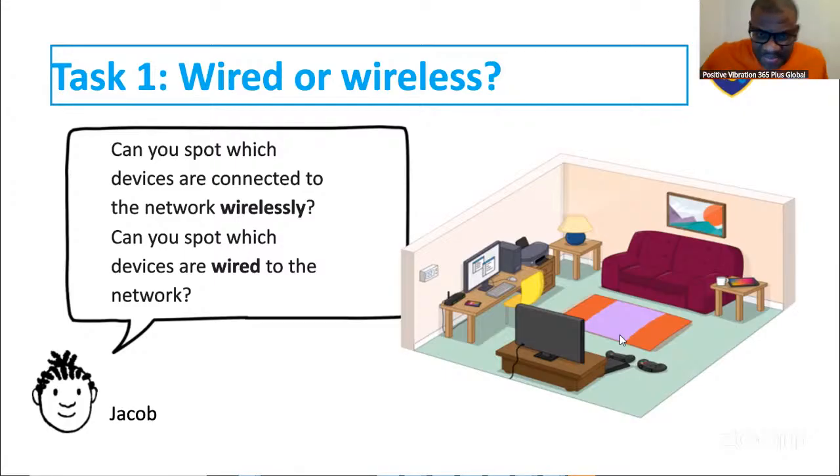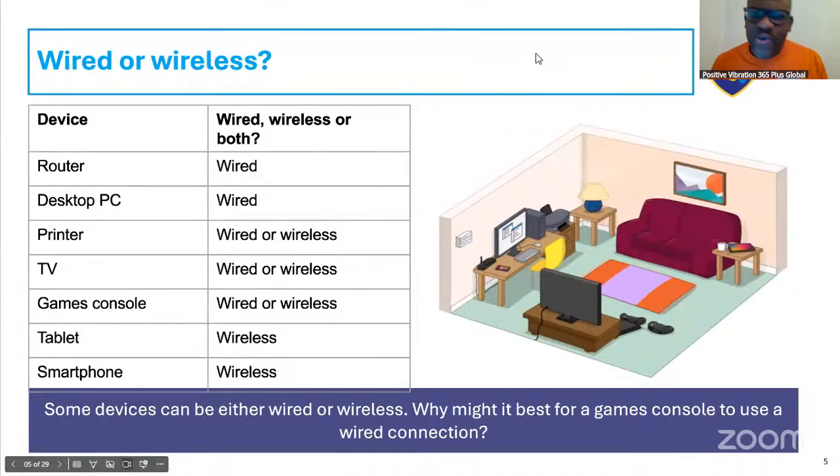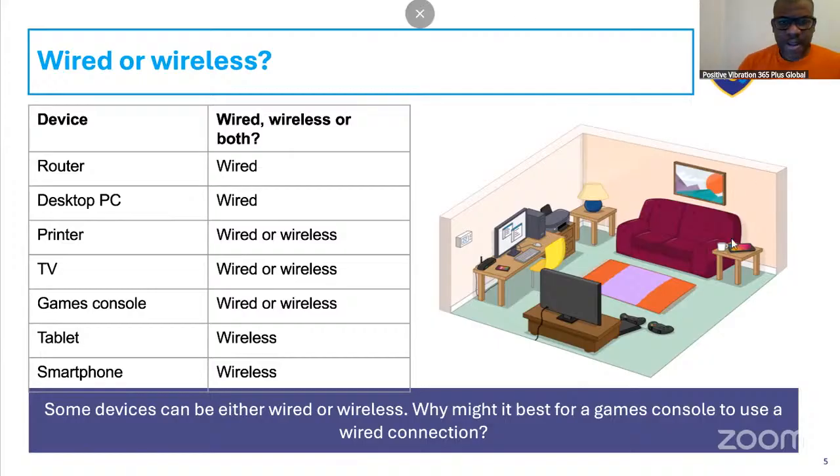Anything we miss? Nobody is saying the PC. And no one mentioned the router. We overlooked that. So just add anything that you didn't include in yours. The router is wired, the desktop is wired, the printer can be both as we said, the TV both, the game console is both, the tablet wireless, the smartphone wireless. All right, cool.